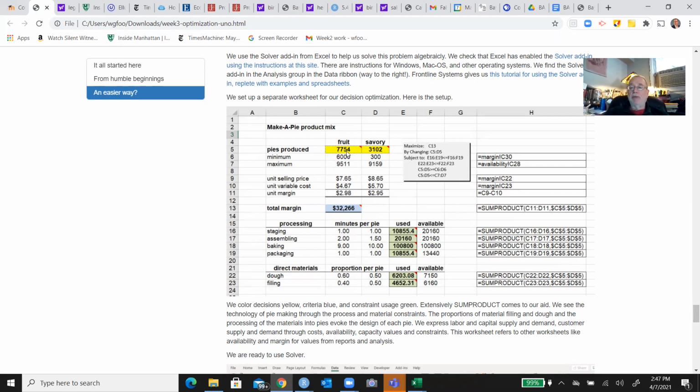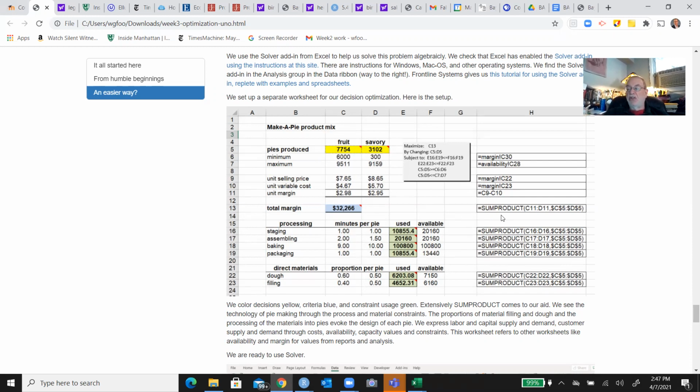Look at how we set this up. We have pies produced. I happen to get the actual solution here. We have the minimum and maximum demand constraints. We have unit selling prices coming from the margin sheets. And we calculated a unit margin here. Okay, good. I like the word margin.